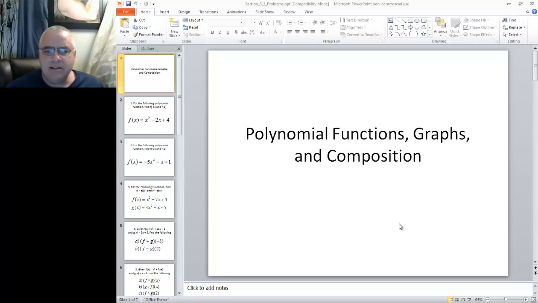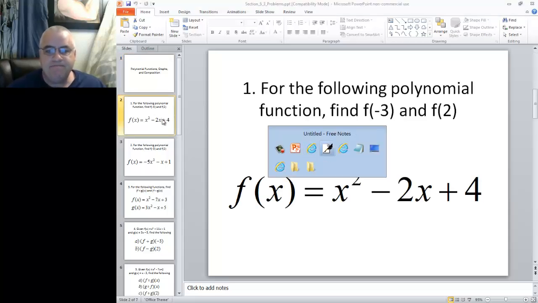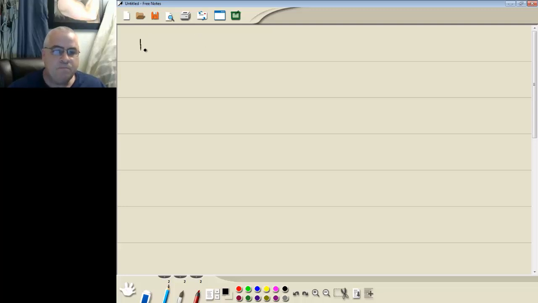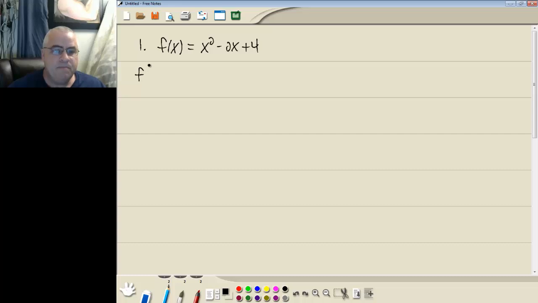Let's take a closer look at some polynomial functions. Let's take a look at our first problem here. We got f of x is equal to x squared minus 2x plus 4, and we want to find f of negative 3. Well, we've seen evaluating functions before, so there's nothing really new here. It's just showing how it's applied to polynomials.